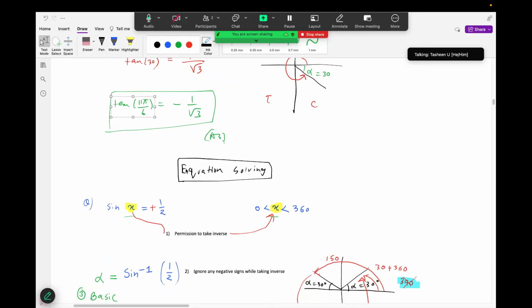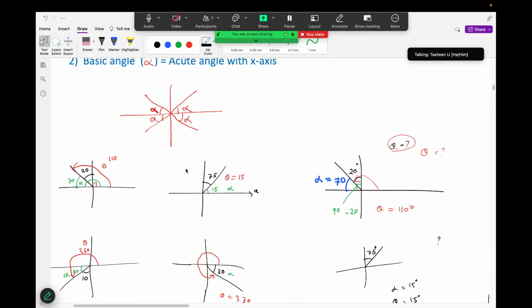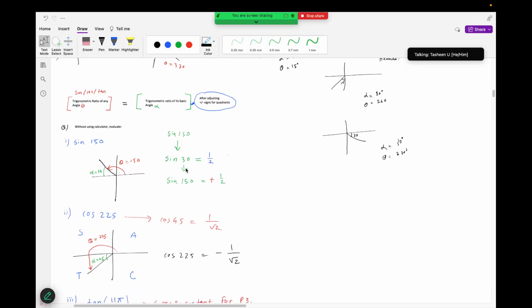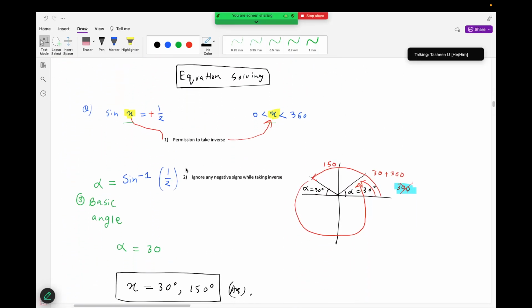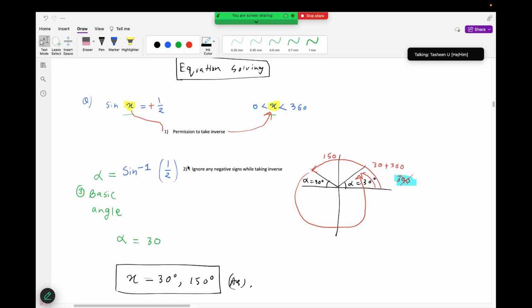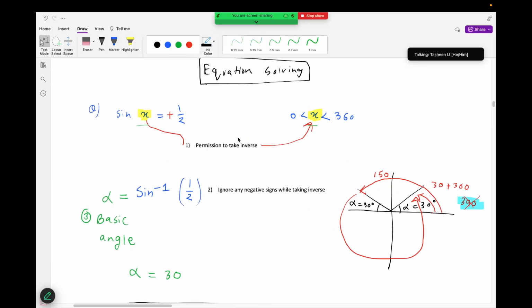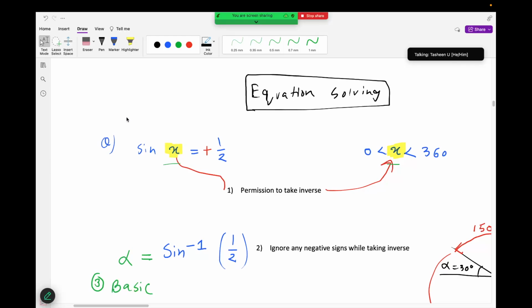Now we will move on to equation solving, and this is one of the crucial aspects of the trigonometry chapter. I know you might have learned it in a particular way, but I want you to forget your method for now and learn the method that I am currently teaching. So equation solving, let's say we have been given sine x equals half, and you have been asked to find the value of x in the range between 0 and 360.